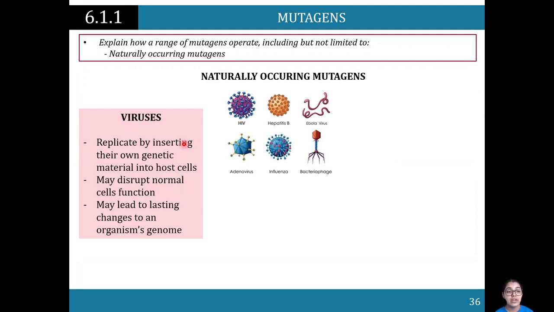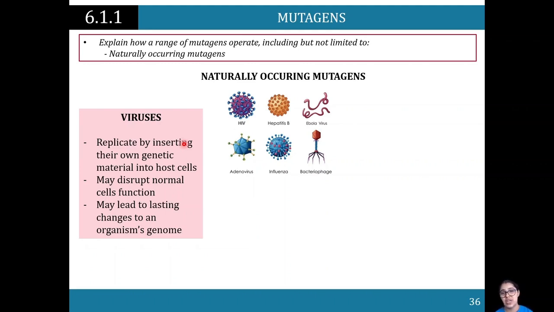Last one, naturally occurring mutagens. Naturally occurring mutagens include viruses. These are things that are out there in nature that can lead to mutations. Viruses replicate by inserting their own genetic material into the host cell, and they disrupt the normal cell function. By doing that, it can lead to lasting changes to an organism's genome.